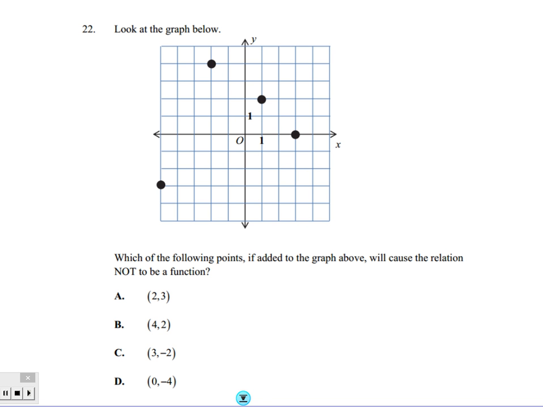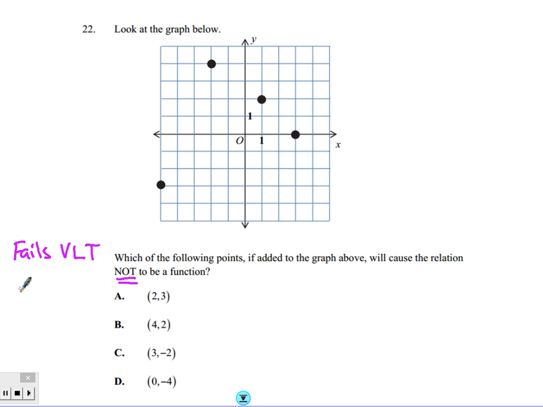So if we look at 22, it asks us to look at the graph. And we see a bunch of points. Then it asks which of the following points, if added to the graph above, will cause the relation not to be a function. Well, something is not a function if it fails the vertical line test.